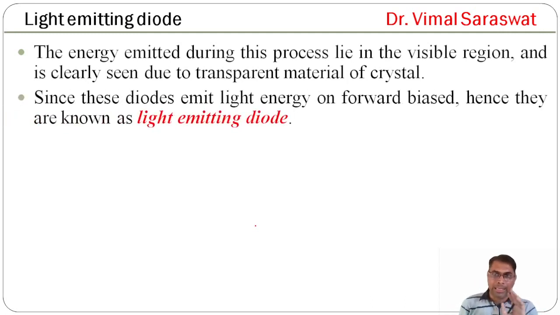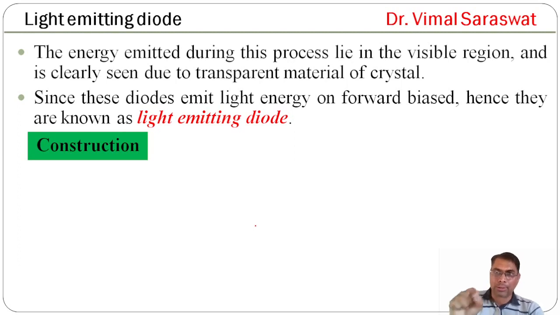The diode made up of gallium arsenide semiconductor emits light energy on forward bias, hence it is known as a light emitting diode. So this special type of diode emits light when an electron jumps from a higher energy level to a lower energy level, and this energy lies in the visible region. So these diodes are known as light emitting diodes.